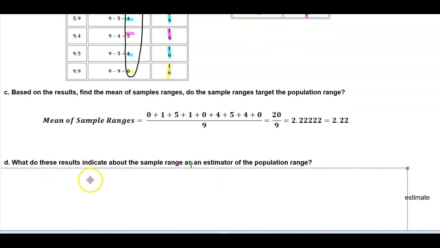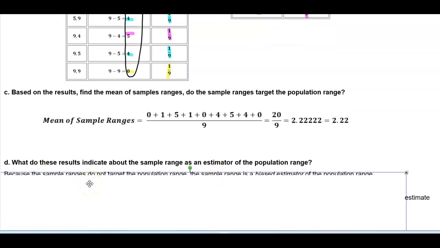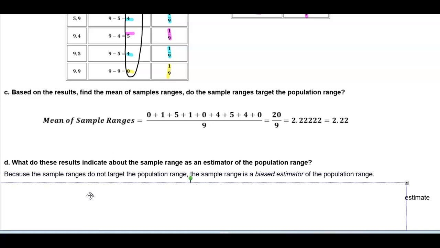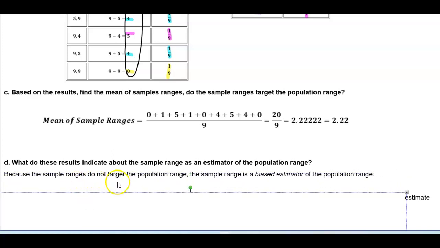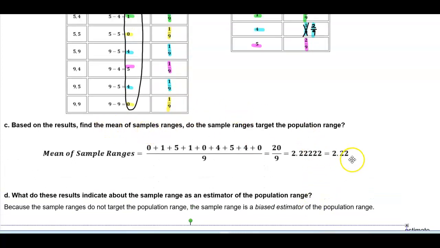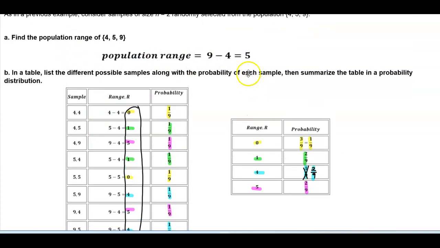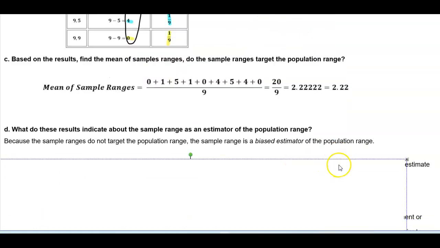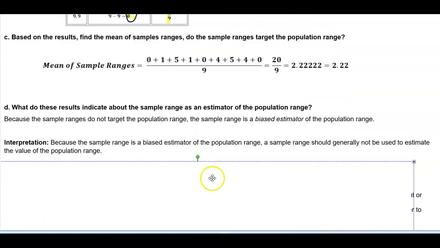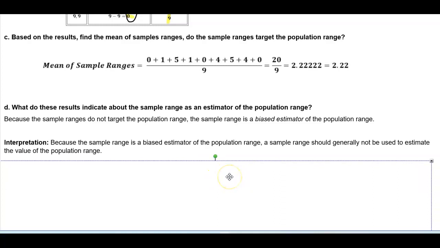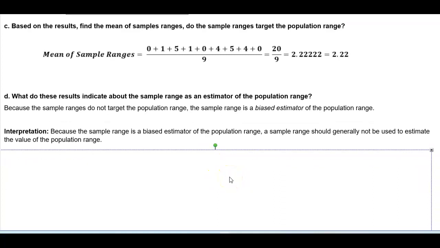So now, what do these results indicate about the sample range as an estimator of the population range? Well, because the sample ranges do not target the population range, the sample range is a biased estimator of the population range, because the mean of the sample ranges is 2.22. If we come back here, the population range was 5, so we can see that 5 does not equal 2.22. So the interpretation would be the following. Because the sample range is a biased estimator of the population range, a sample range should generally not be used to estimate the value of the population range.